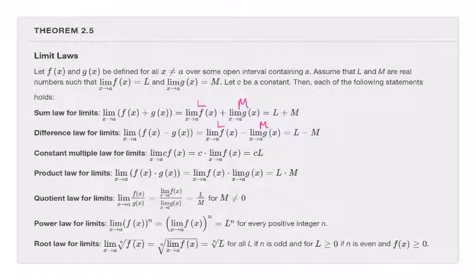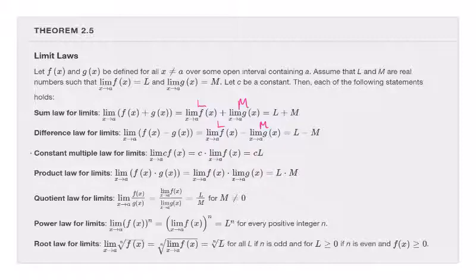Now, if we multiply by a constant, so if I have a constant times a function and I take the limit as x approaches a, then that's equal to the limit of f of x as x approaches a and then the constant on the outside. So I can basically take the limit of that function and then multiply by the constant outside if I want to. So the limit of a constant multiplied by a function is equal to the constant multiplied by the limit of that function.